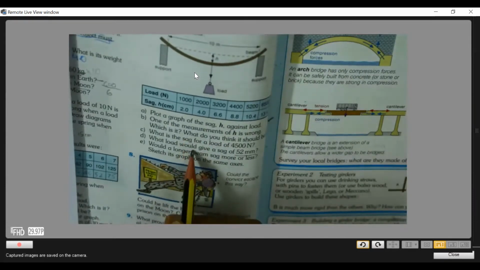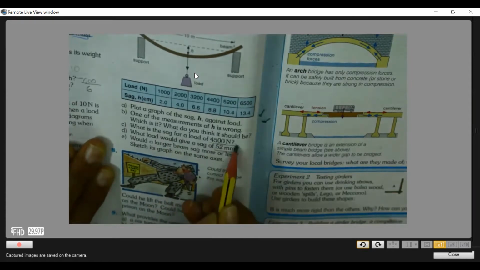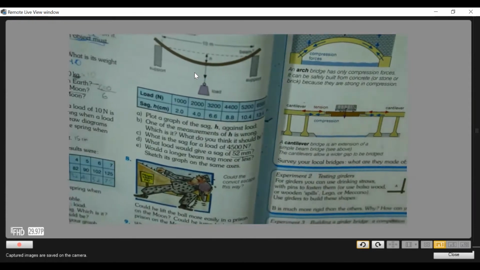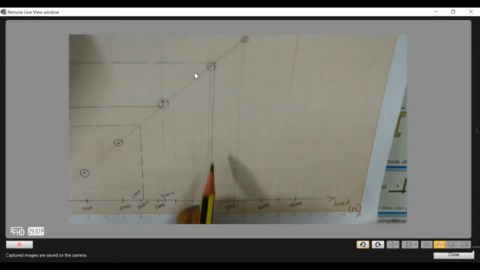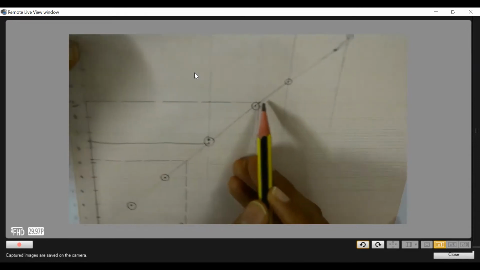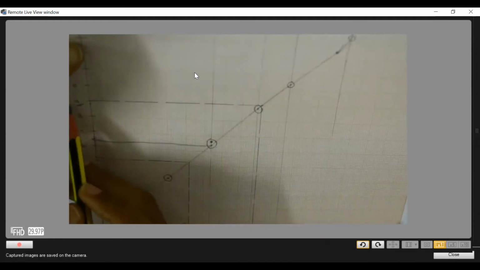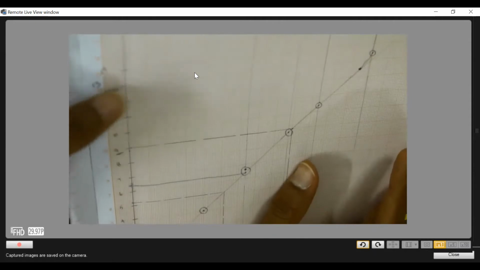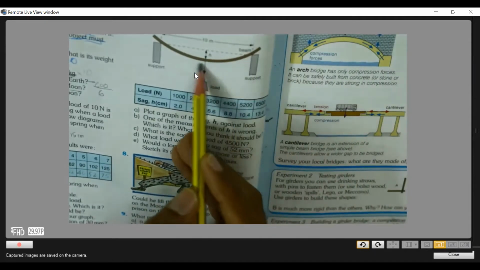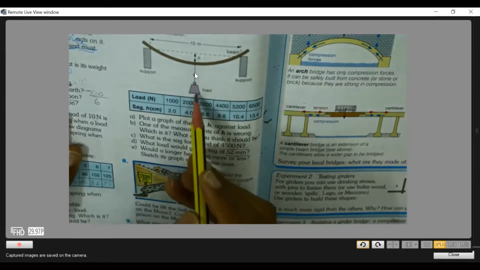I am following all these parts one by one. Sometimes they are asking what will be the sag against a load of this. So I have to find the load on the x-axis, trace it to the graph and then look for the corresponding value. That will be my answer. The corresponding value on the y-axis will give me sag, because sag is my y-axis. You understand sag? Sagging is this beam sagging downwards due to the load acting upon it.